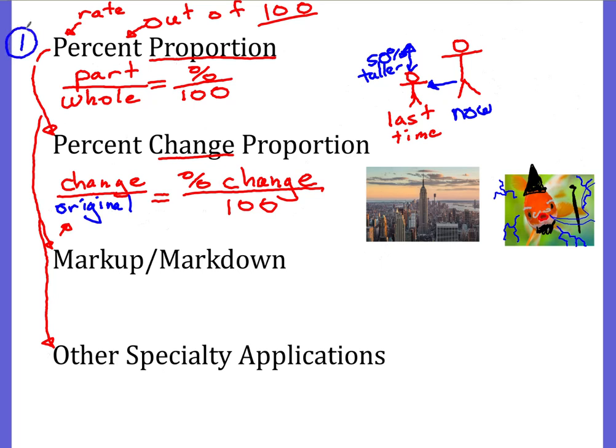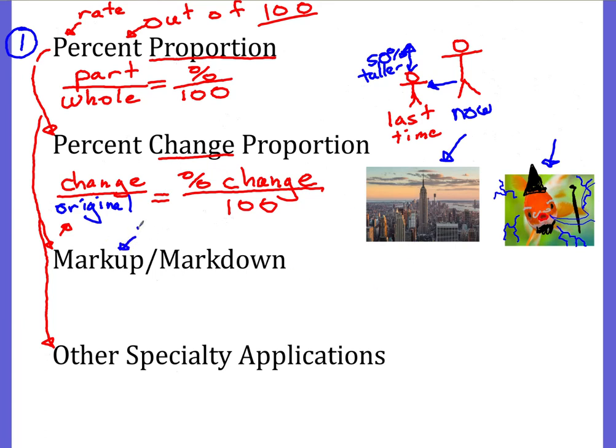And from there, these are our two big ones. We got our percent proportion if we want to find a part, a whole, or a percent, given the other two. We've got a percent change, where if we want to talk about increase and decrease, we talk about it a little bit more specifically than just absolute growth. And from here, we can build some specialties. Your big one's going to be your markup, markdown.